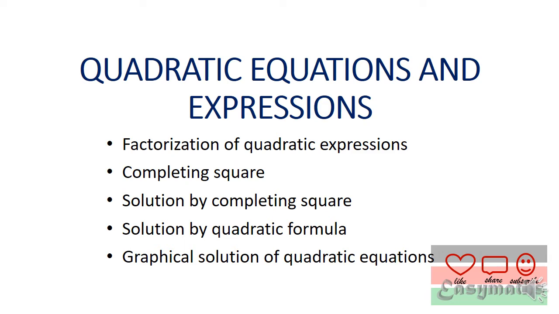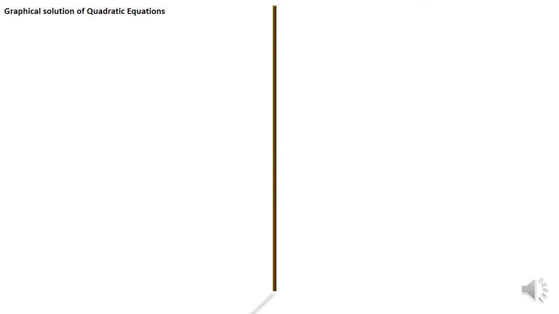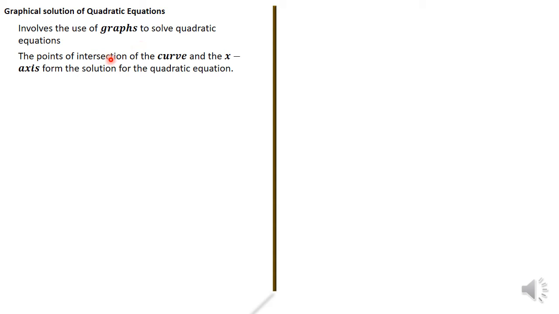Let's go straight to the objective of the lesson. Now, the graphical solution of quadratic equations normally involves the use of graphs to solve quadratic equations. This is an additional method to the solution for quadratic equations, and so this time round we use graphs, not like previous cases. Normally the points of intersection of the curve and the x-axis form the solution for a quadratic equation, and we shall see that in an actual example.